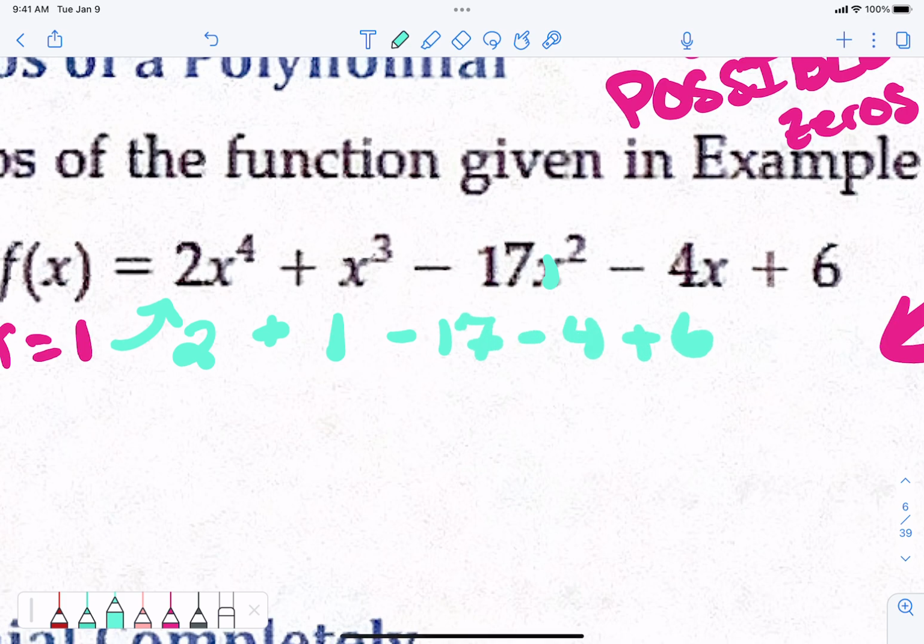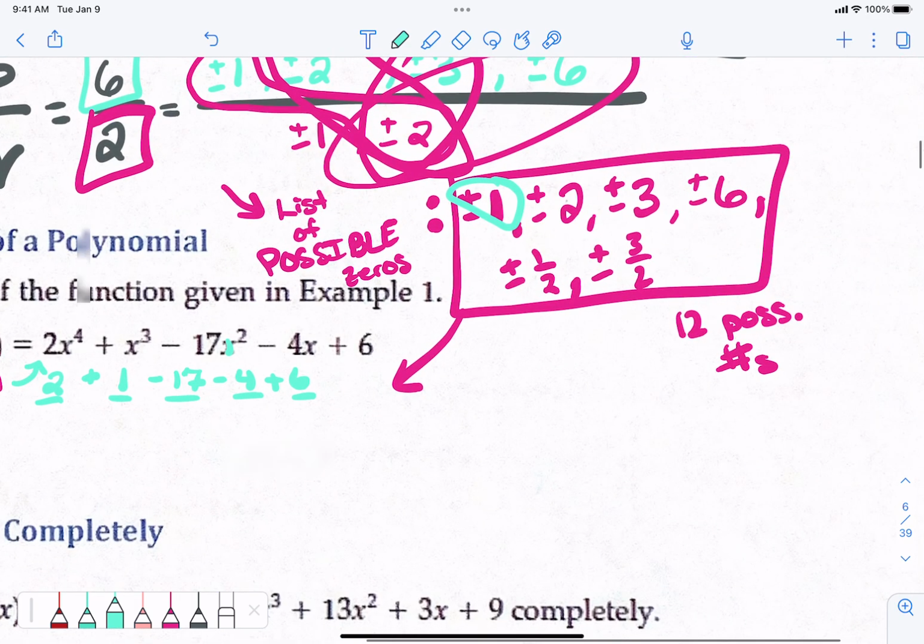If you haven't figured it out yet, when you are plugging just the number 1 in, you're just adding the leading coefficients to each other, right? Because the variables aren't going to do anything. So 2 plus 1 minus 17 minus 4 plus 6. Is that going to come out to be 0? No, I don't think so. So 1 is not a solution. 3 halves is not.